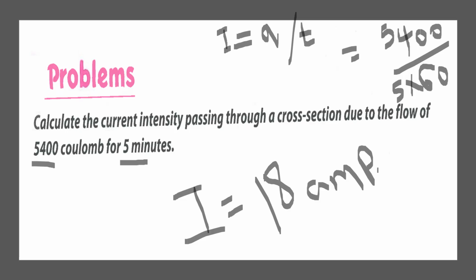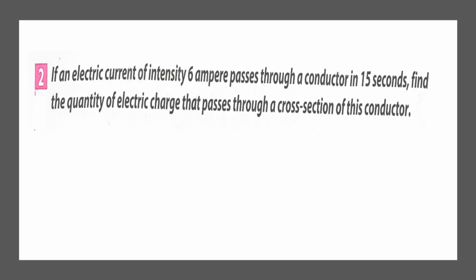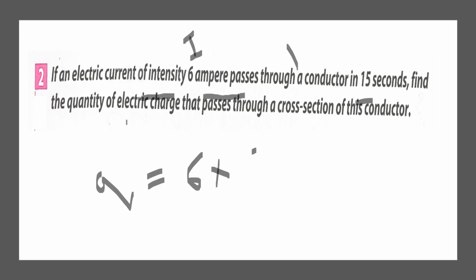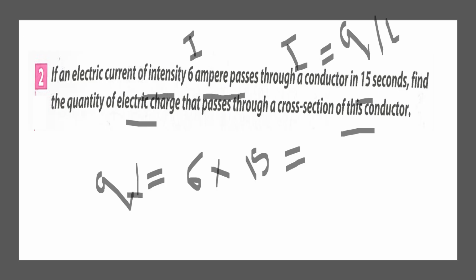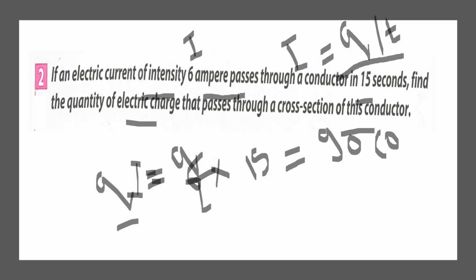Another question, my dear students. Let's come to the last question in our session today. If the electric current intensity, which takes letter I, is 6 ampere, passing through 15 seconds, find the quantity of electric charges that passes through a cross section of the conductor. First of all, we should write the rule that we apply here. I equals Q over T, and the required value here is Q, the quantity of the charges.